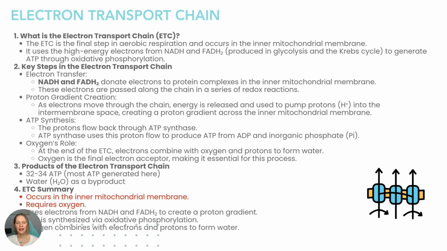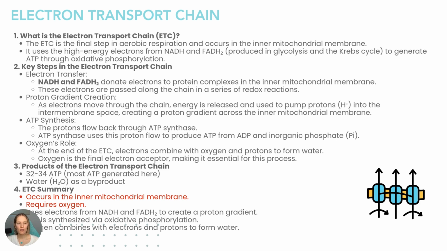At the end of the electron transport chain, the electrons combine with oxygen and protons to form water. This is how water happens. Oxygen is the final electron acceptor, making it essential. So, oxygen is needed. So, what are the products here? More ATP and water, basically.